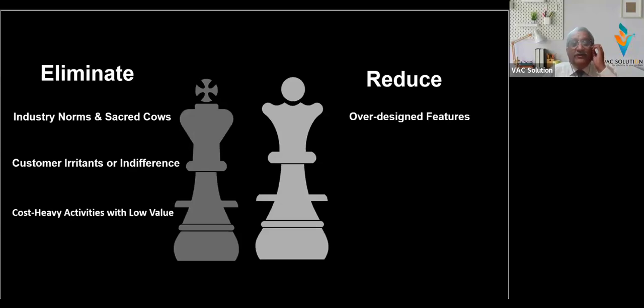Now, what do you reduce? You reduce the over-designed, over-engineered features. Are there services and space designed for niche, high-end users, but offered to all? For instance, there are many features in the Apple iPhone which are meant for highly tech-savvy people, which are very rarely used by everyone.